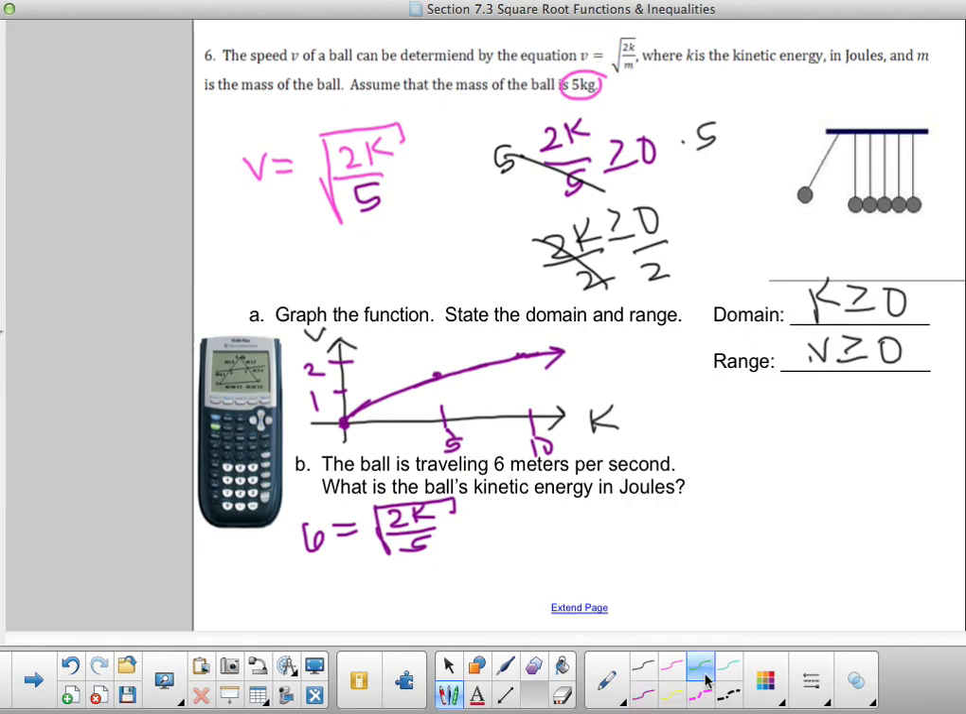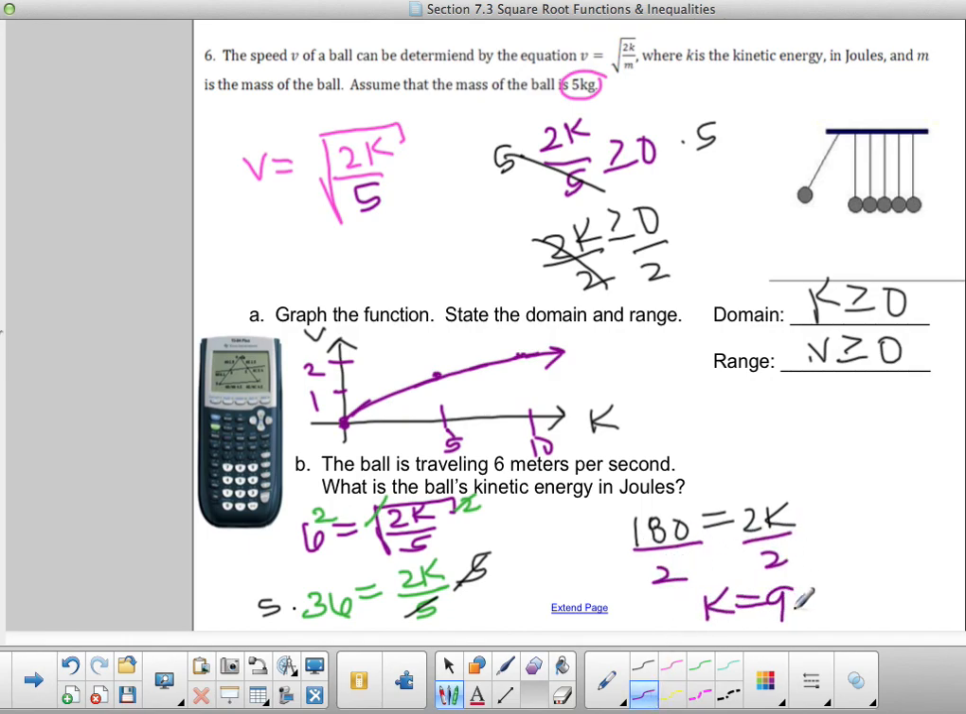Okay, well, at the beginning of this lesson, we talked about, well, what's the inverse of the square root? Well, to undo square root, you would square both sides. So 6 squared is 36. So 36 is equal to 2k over 5. To solve from here, I'd multiply by 5 on both sides. 5 times 36 is 180, is equal to 2k. And then I would go ahead and divide both sides by 2. So k is equal to 90, and this is in joules. Okay, so that is how I would solve that problem.